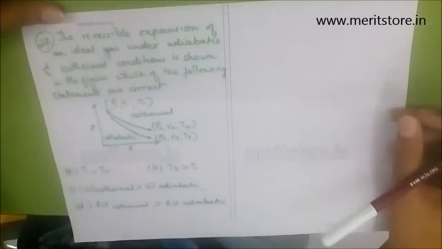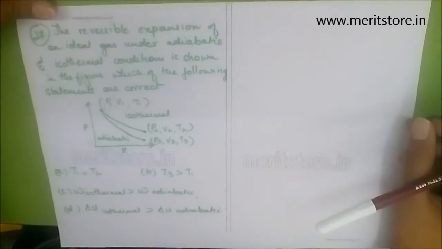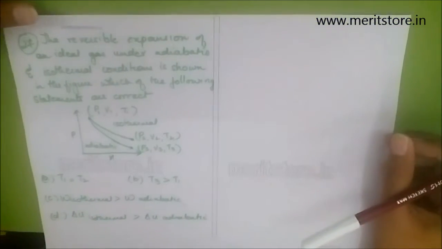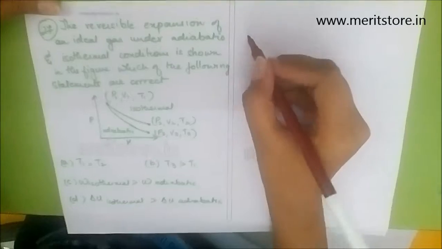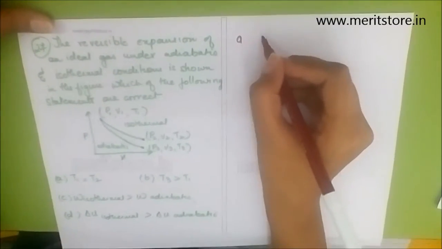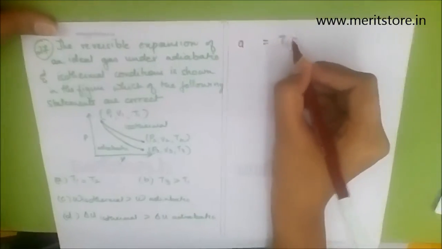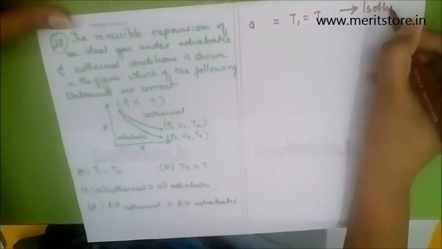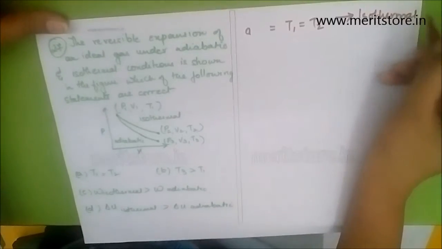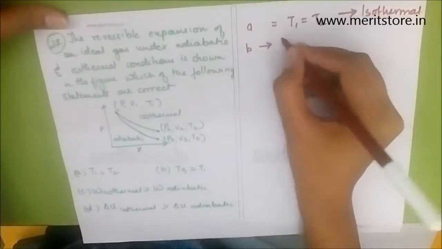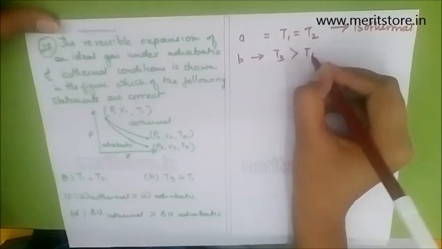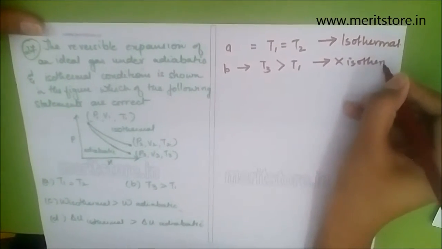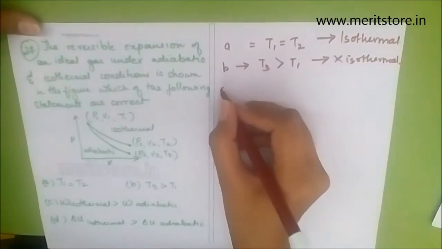The reversible expansion of an ideal gas under adiabatic and isothermal condition is shown in the figure. Which of the following statements are correct? Now looking here, let's consider statement A. Here it is shown that T1 is equal to T2, that is, it is isothermal. Option B, T3 is greater than T1. Now this is not isothermal, and therefore it will give the cooling effect.